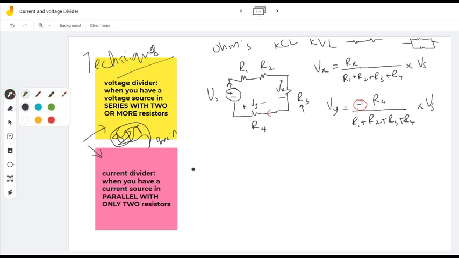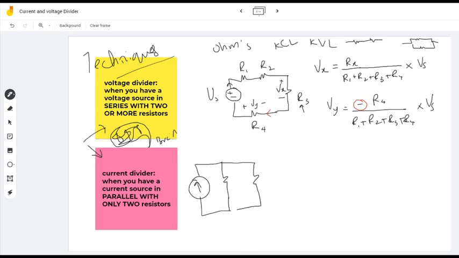Now, how about current divider? When can you use the technique? So if you want to use the technique, it says that you must have a current source or current value. Later, you will see this again. And only 2 resistors connected in parallel. Only 2.